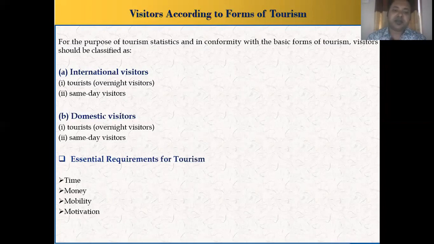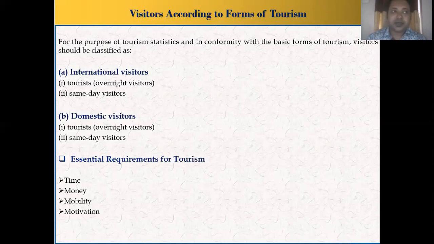Essential requirements for tourism. If we understand the essential requirements, then definitely we'll be able to see the main things to visit a place, enjoy some new food, enjoy new experiences, and enjoy the scenic beauty of a certain place. These things are basically essential to travel to a certain place: first of all time, money, mobility, and motivation.